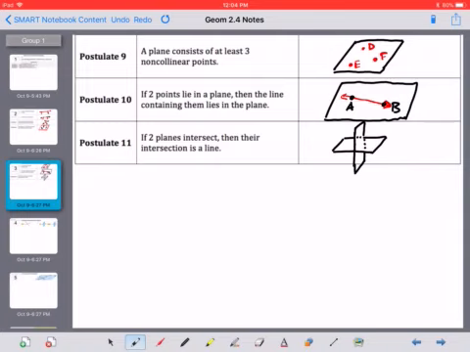All right, so there are 2 intersecting planes. You can think of it as like a cross. And they intersect right here, and this is actually a line where they intersect. Let's call it line M. Okay, so now we're going to use those postulates to figure out what these next 2 diagrams illustrate.